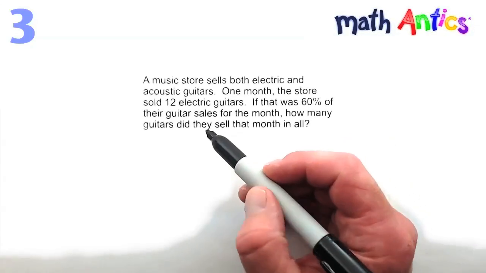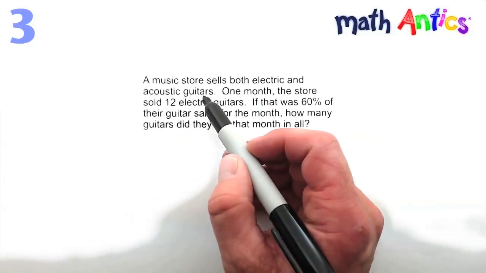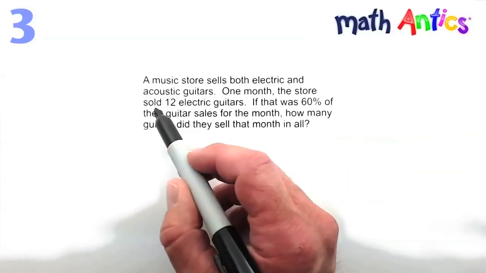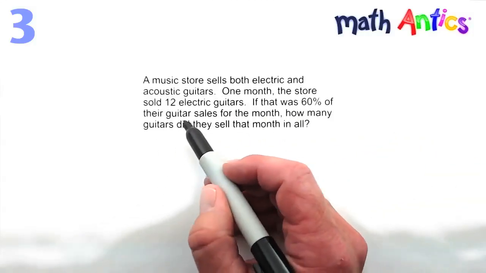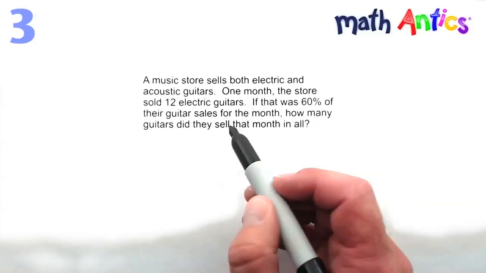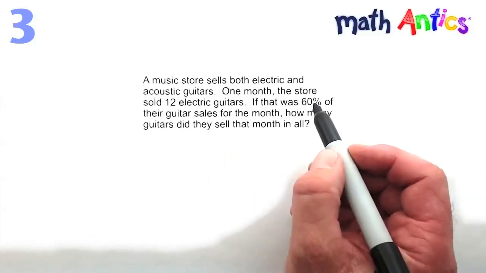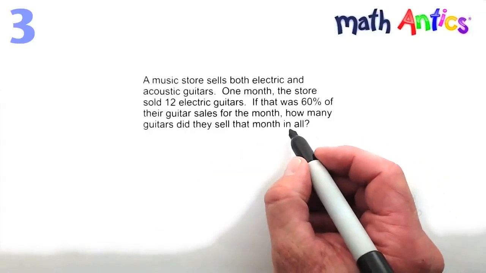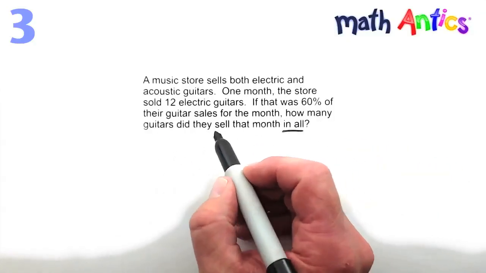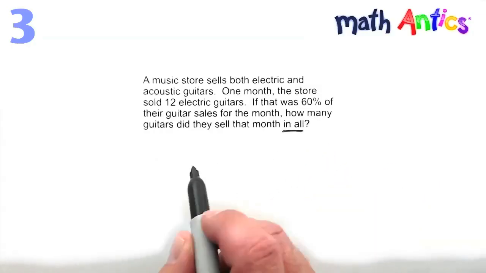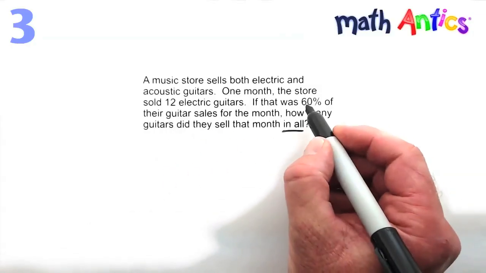Our next problem says, a music store sells both electric and acoustic guitars. One month, the store sold 12 electric guitars. If that was 60% of their guitar sales for the month, how many guitars did they sell that month in all? Okay, so we've got a percent problem, and the key word here is "in all." We're looking for how many guitars they sold that month total. So we're looking for the total. That's what's missing.